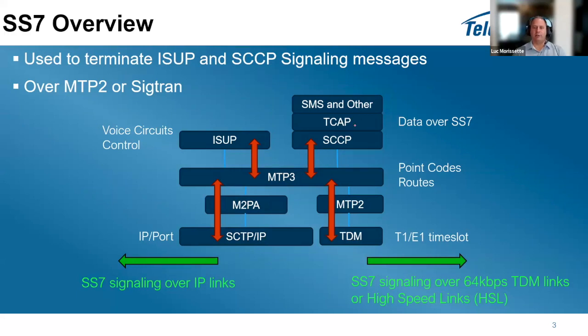MTP3 also can interface with other protocols like SCCP. Right? So when the packets are received, it knows if it's an ISUP protocol message or a SCCP protocol message. And it will route to the correct application.